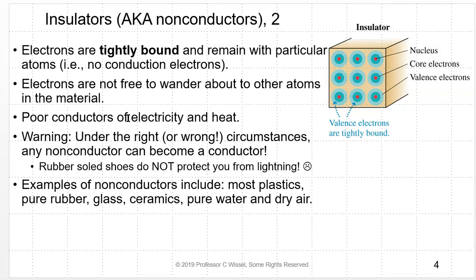Now, the myth that rubber-soled shoes protect you from lightning is purely a myth. And the myth that you're safer in a car in a thunderstorm because of the rubber tires is not true, because those rubber tires are not non-conductors. They are actually made to be conductors for safety reasons, and we'll explain that in a later lecture. Examples of non-conductors include most plastics, pure rubber, glass, ceramics, pure water, and dry air. Notice I said pure rubber. There's a hint on what it is with the tires. Tires have steel metal radials in them, and steel is a good conductor.